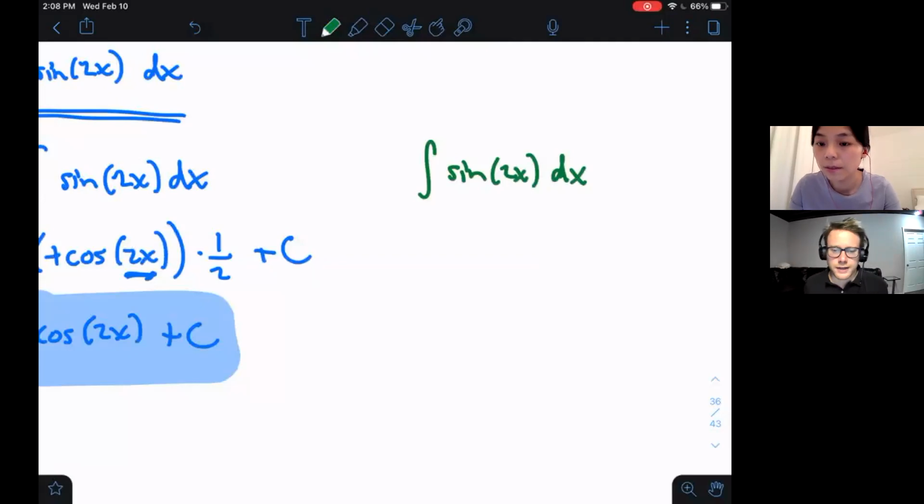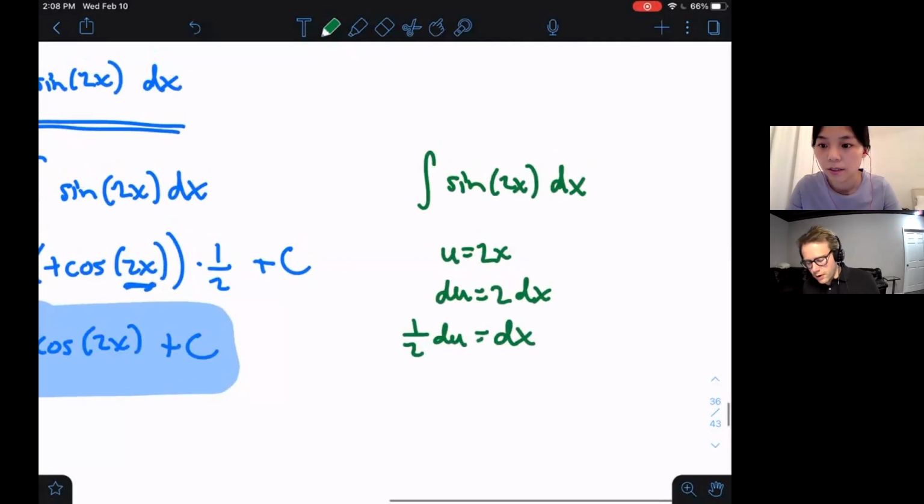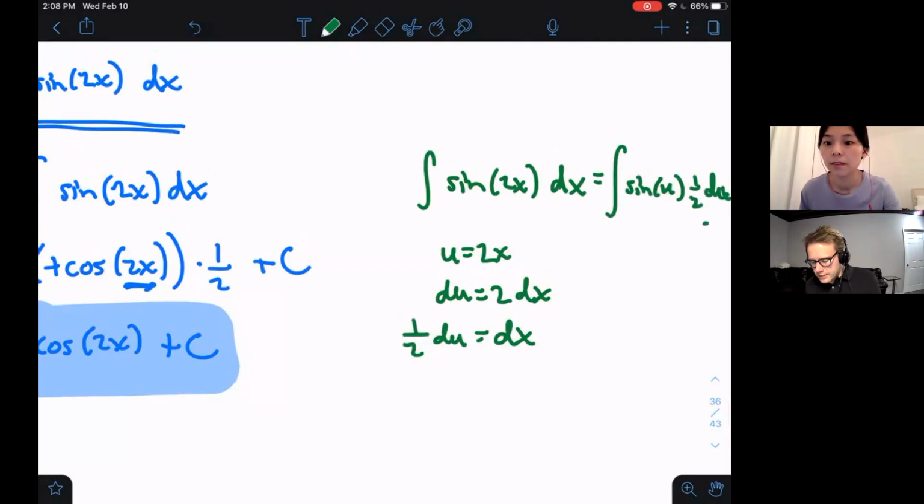So when you want to integrate this, technically you want to make u equal to 2x, the inside function. So du is equal to 2 dx. So dx is equal to 1/2 of du. So then when you substitute this in, this is going to be the integral of sine of u. And instead of dx, we're going to write 1/2 du. And so you can see right here, this is where the 1/2 comes from. It's the swap from x to du in this viewpoint.